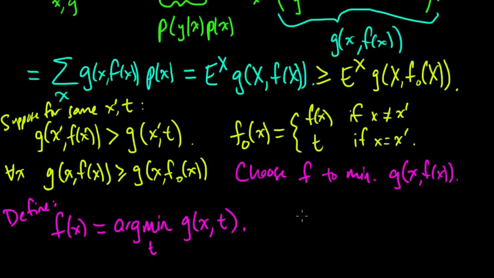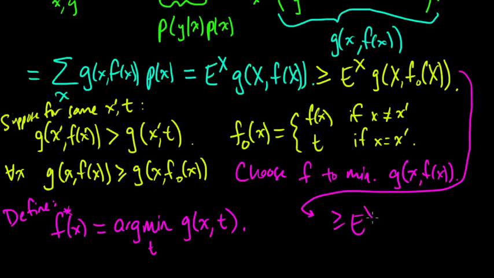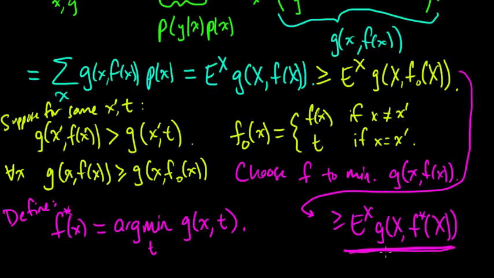And then let's call that f star, since we already had an f. So that means that this whole thing here is going to be greater or equal to this expected value for f star of x. So this is the best possible f that we could choose, this f star.